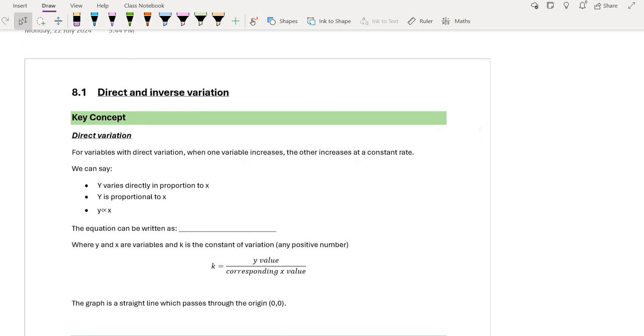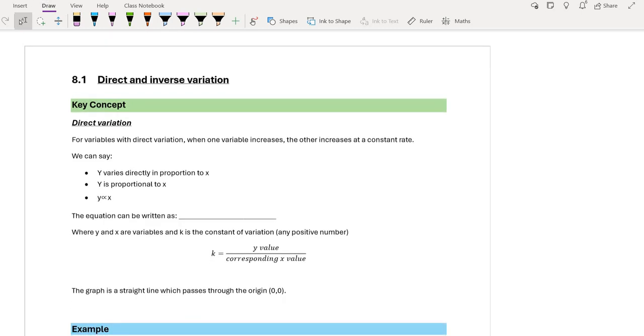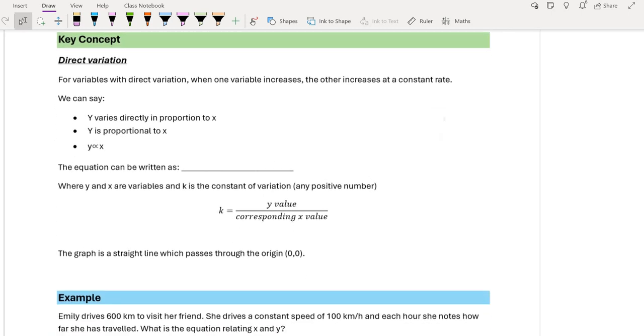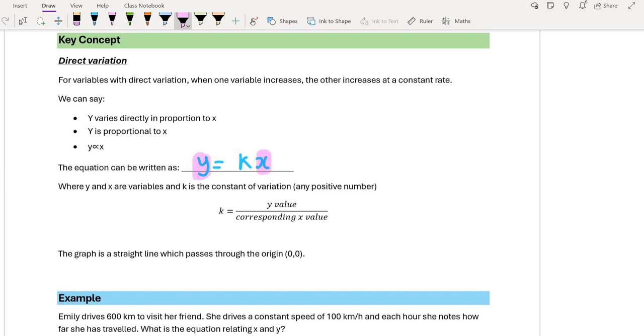In this lesson, we're looking at direct and inverse variation. Starting with direct variation, if we look at this equation here, y equals k times x, as you can see, as x value increases, y value will also increase.